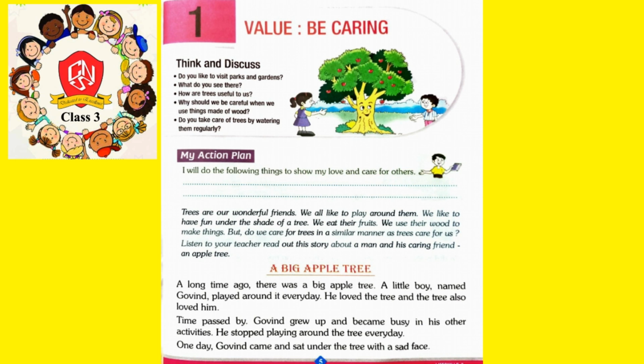A long time ago, there was a big apple tree. A little boy named Govind played around it every day. He loved the tree, and the tree also loved him. Time passed by. Govind grew up and became busy in his other activities. He stopped playing around the tree every day. One day, Govind came and sat under the tree with a sad face.